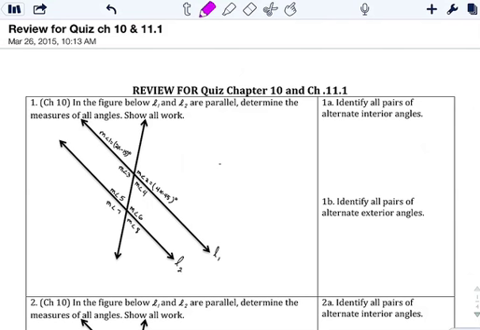Double dip. That is always awesome. See you next week. Last day is Thursday next week.